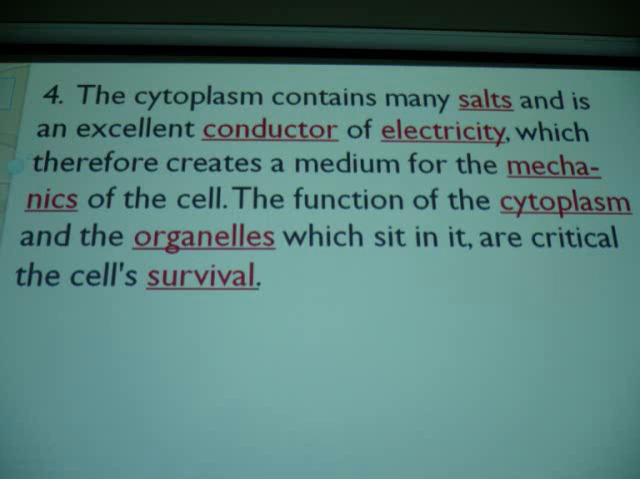There are salts dissolved in the cytoplasm. They're there because a cell must be able to conduct electricity for it to be alive. That's why when you get electrocuted, it is so bad. Your cells are really good conductors. You hit a live wire, especially standing in water, it fries you. And mechanics basically means the way the cell functions, the way it moves, what it does.